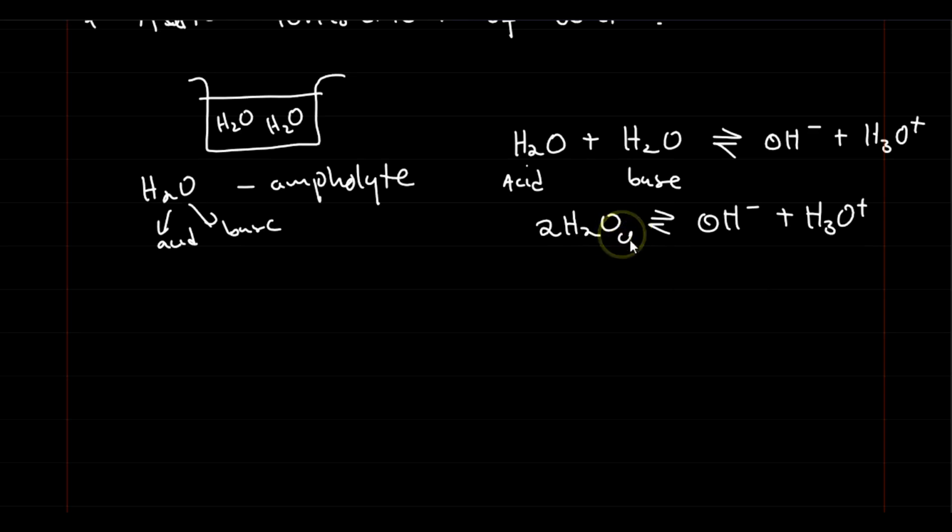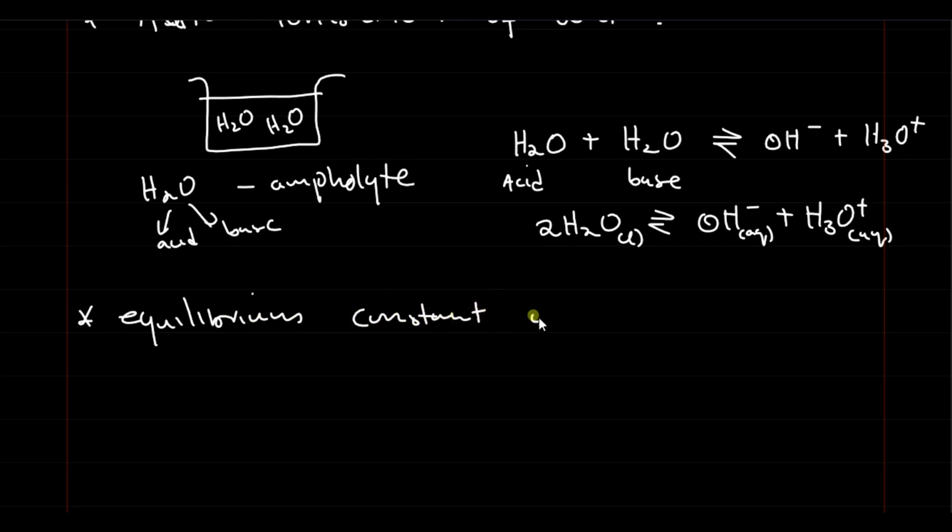This water is liquid, right? And these ions are in aqueous solution. Now we can find the equilibrium constant of water. The equilibrium constant is known as K, and because we are talking about water, it is Kw, the equilibrium constant of water.